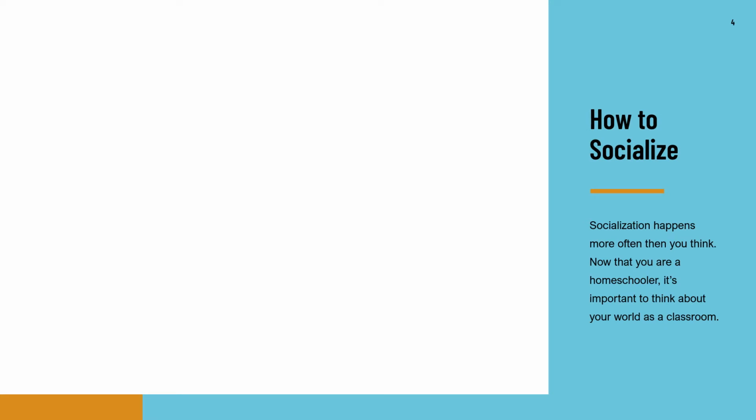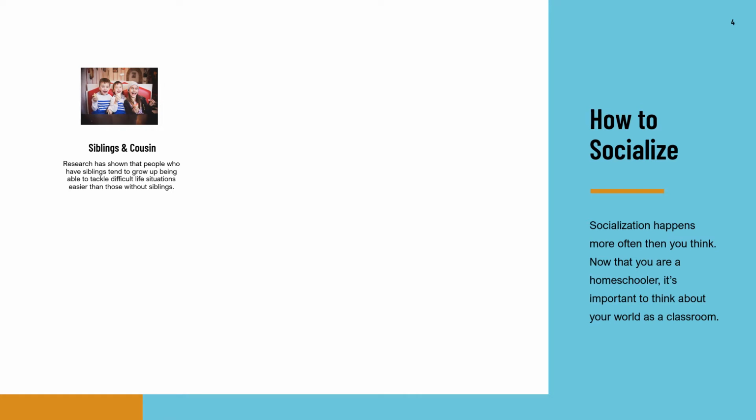How to socialize. Socialization happens more often than you think. Now that you're a homeschooler, it's important that you think about your world as a classroom. So it's beyond your 4 walls, okay? Siblings and cousins, friends as well, are part of socialization. Research has shown that people who have siblings tend to grow up being more able to tackle difficult life situations, and they find it easier than those who grew up without siblings.